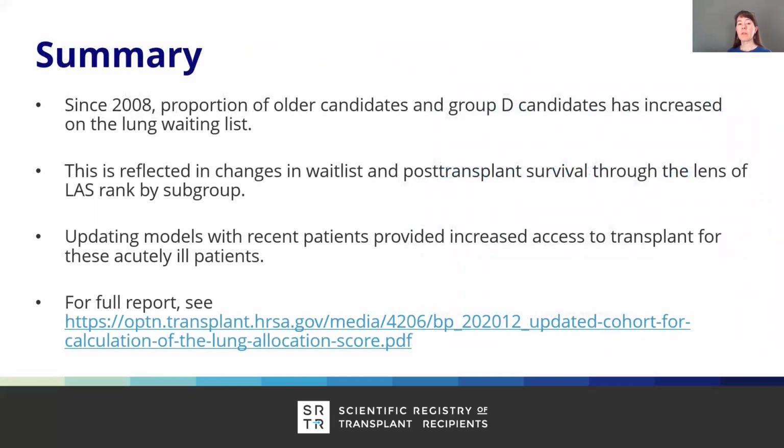In summary, since 2008, the proportion of older candidates and Group D candidates has increased on the lung waiting list, and this is reflected in the changes that we see in waitlist and post-transplant survival. And we see this through the lens of LAS ranks by subgroup. Updating the models with recent patients provided increased access to transplant for the most acutely ill patients. For the full report, see the link below, which details the changes in ranks by many different subgroups.